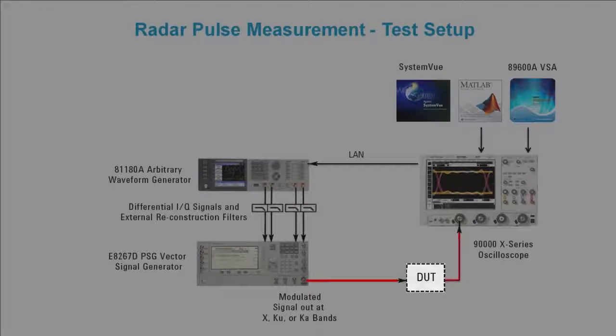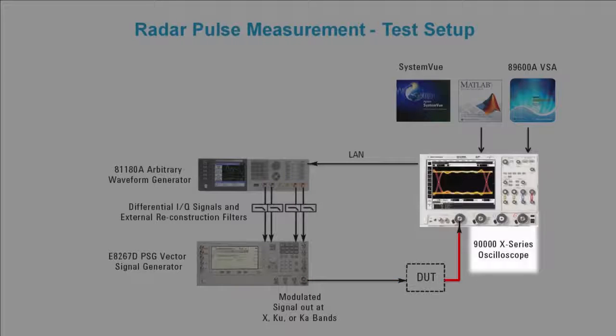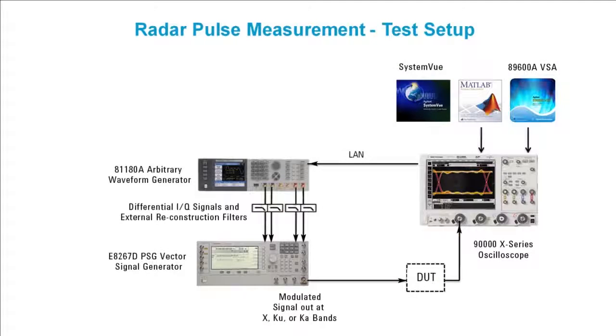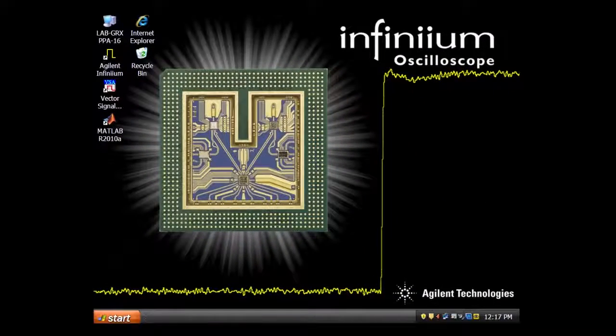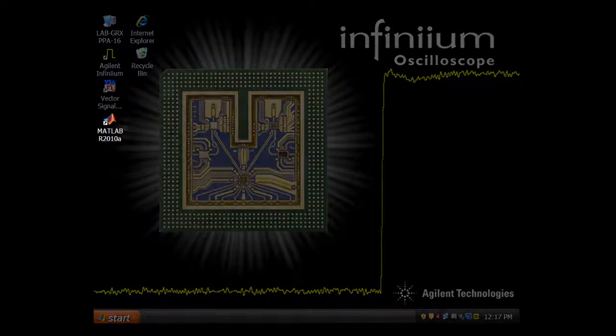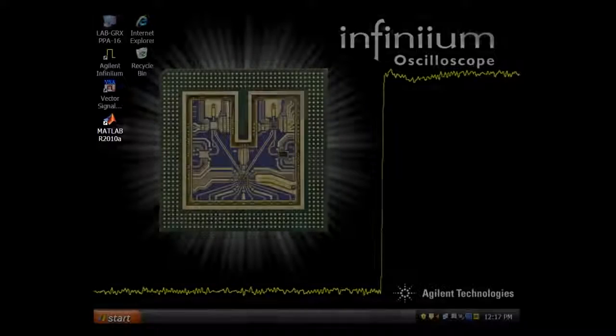However, in this case, we are inputting directly to the 90000 X series oscilloscope. This oscilloscope with the 89600A VSA software enables a wideband radar test signal to be analyzed directly at X, Ku, and Ka bands up to 32 GHz without the need for external down conversion. Now let's zoom into the 90000 X series oscilloscope's desktop, where we'll use MATLAB to create the radar IQ waveform.